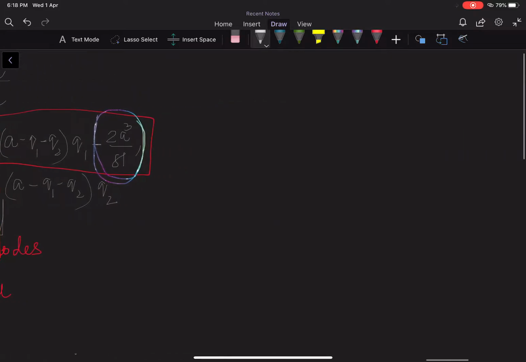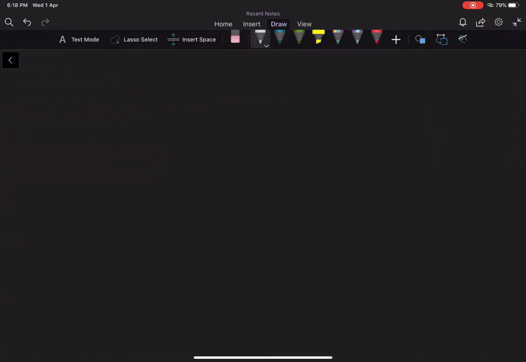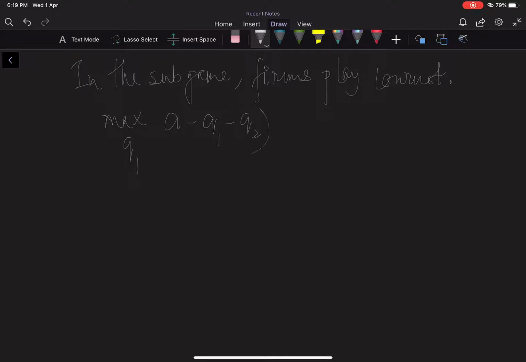So in the subgame, firms play Cournot. Okay, so firm 1 maximizes A minus Q1 minus Q2, times Q1, sorry, so that's the revenue. Okay, so then this tells you the first order condition.